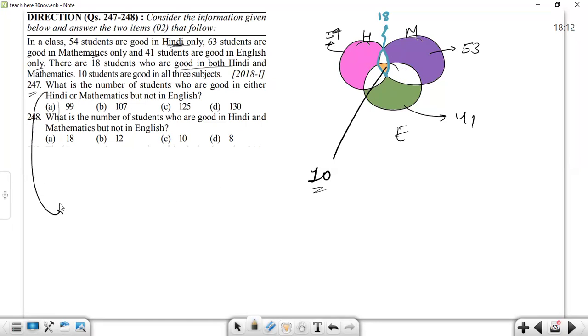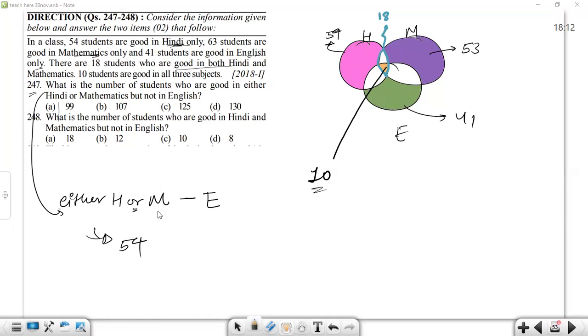So in this, either Hindi or mathematics, but not English. We can take the pink part, 54. Do you agree that 54 students are good in Hindi and not in English? Because there is "or" here, we can take students from Hindi only. There is no compulsion condition. If there were "and" written here, then we would have to take students from the intersection only.